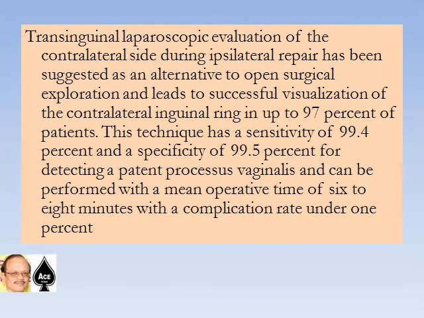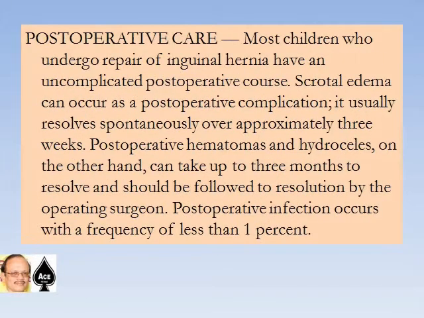Transinguinal laparoscopic evaluation of the contralateral side during ipsilateral repair has been suggested as an alternative to open surgical exploration and leads to successful visualization of the contralateral inguinal ring in up to 97% of the patients. This technique has a sensitivity of 99.4% and specificity of 99.5% for detecting a patent processus vaginalis and can be performed with a mean operative time of 6 to 8 minutes with a complication rate under 1%.